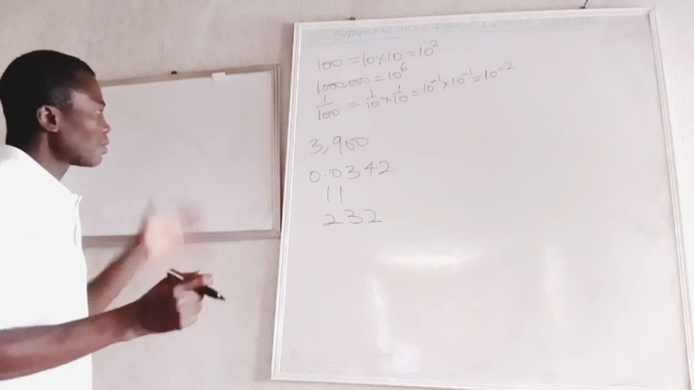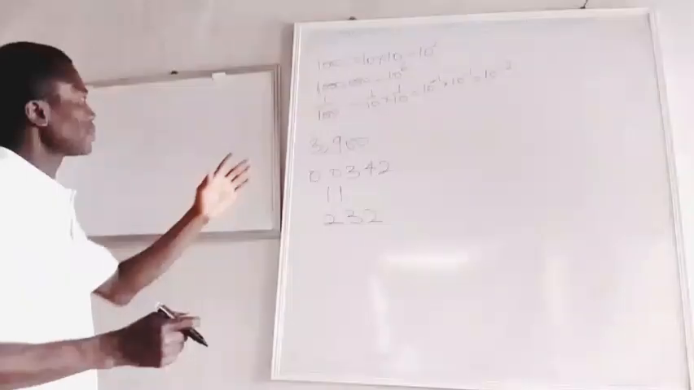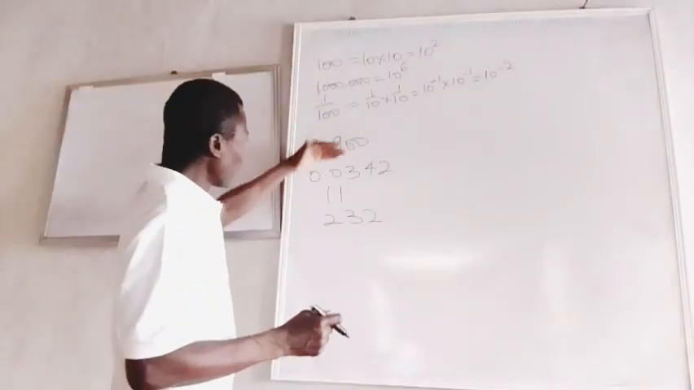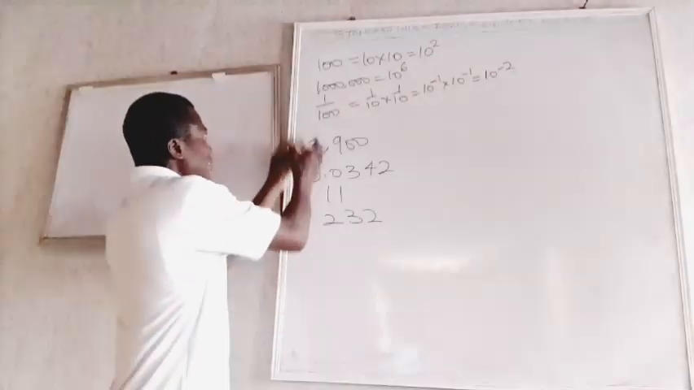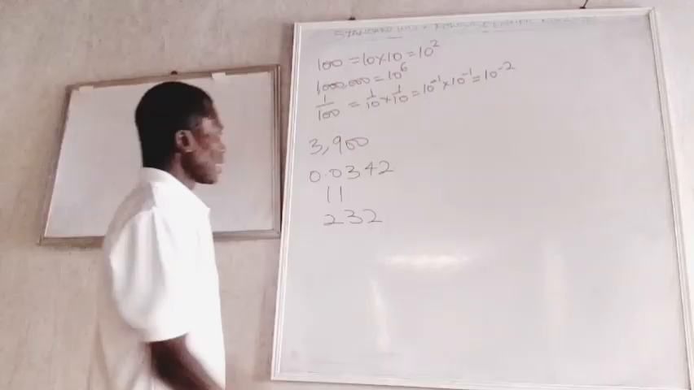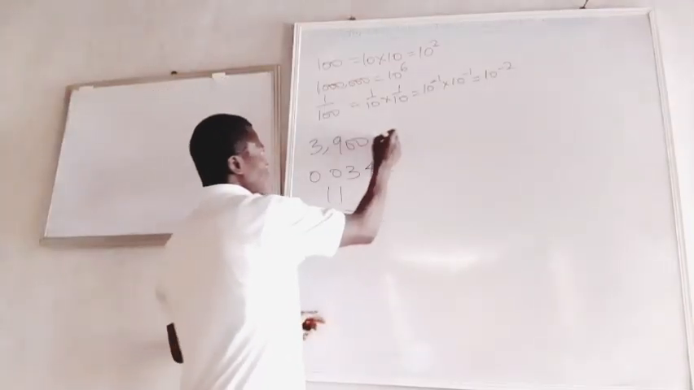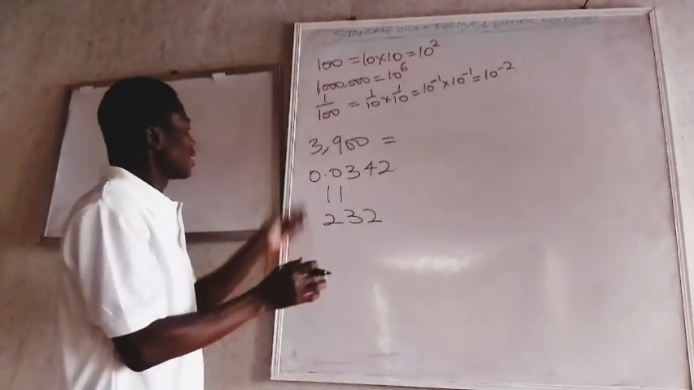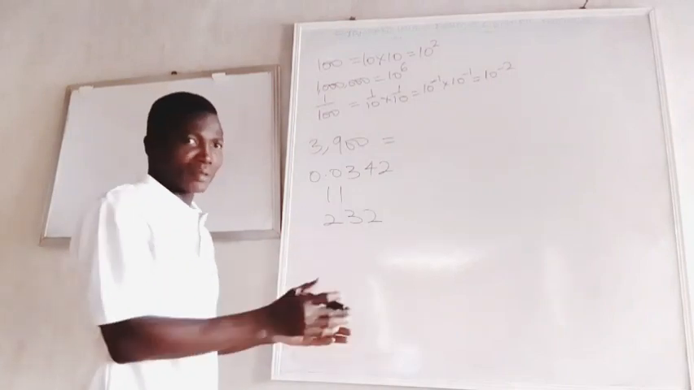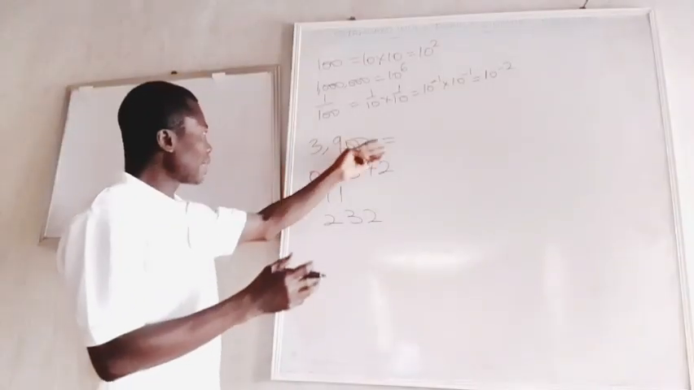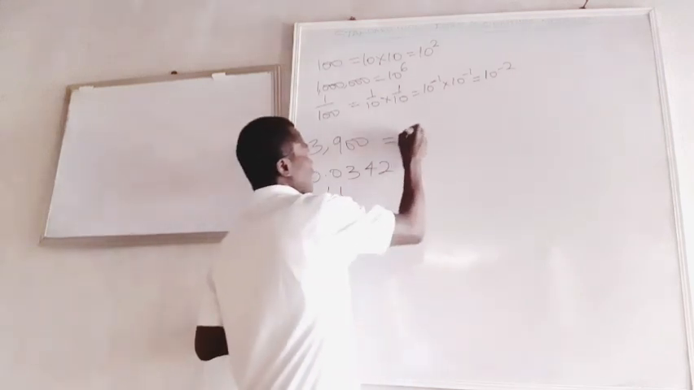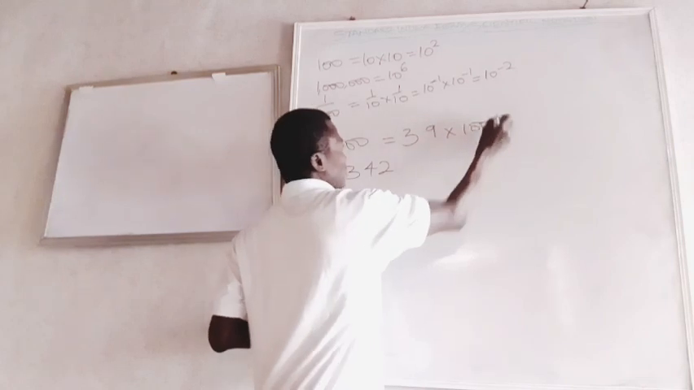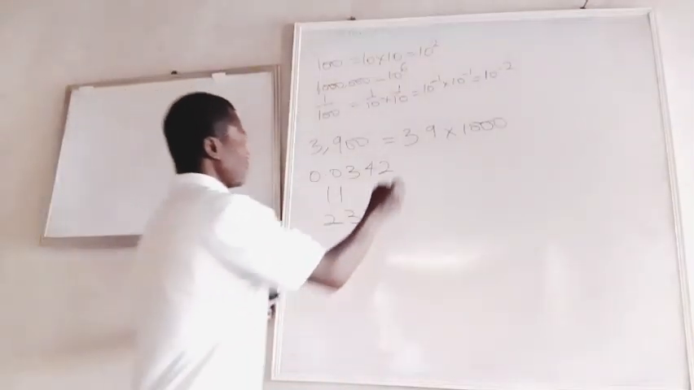But the first thing you should look at is, how do I bring out the standard powers of 10 from these numbers? Let's see how you can go about that. This is going to be 3,900, which means that you are going to have the highest power of 1,000 here. 3,900. So you are going to have 3.9 times 1,000. You can see that.